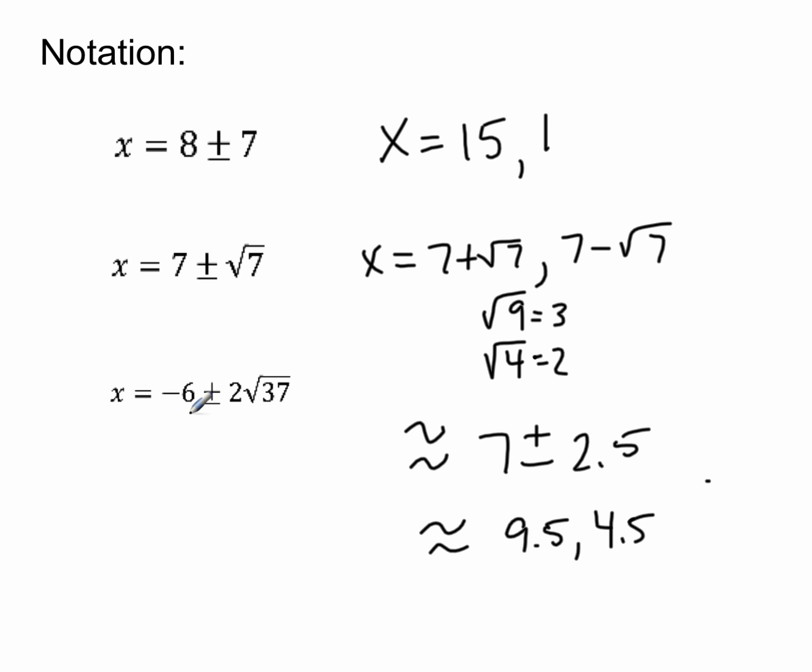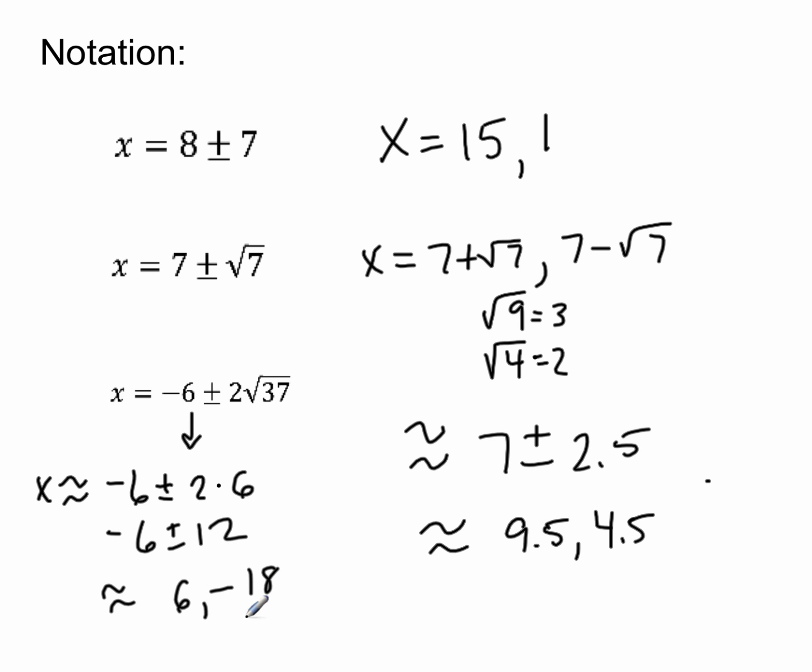Okay? If you were to approximate this one, you would have x is about equal to negative 6 plus or minus 2 times, well, root 37 is close to 6 because root 36 is 6. So basically, negative 6 plus or minus 12. Negative 6 plus 12 would be 6. Negative 6 minus 12 would be negative 18. So my answers are 6 and negative 18 approximately.